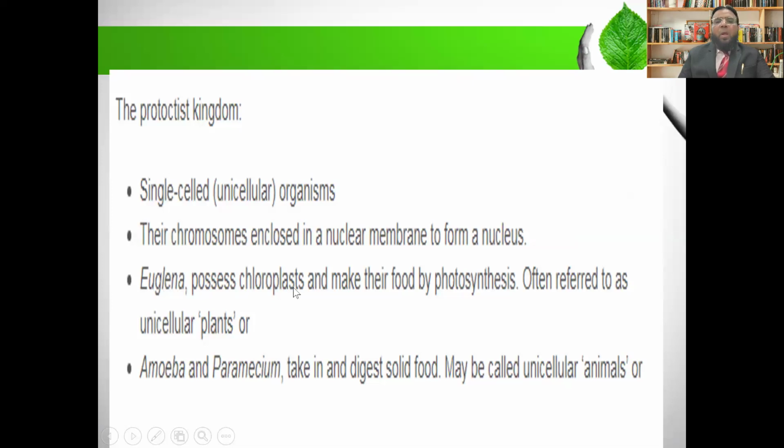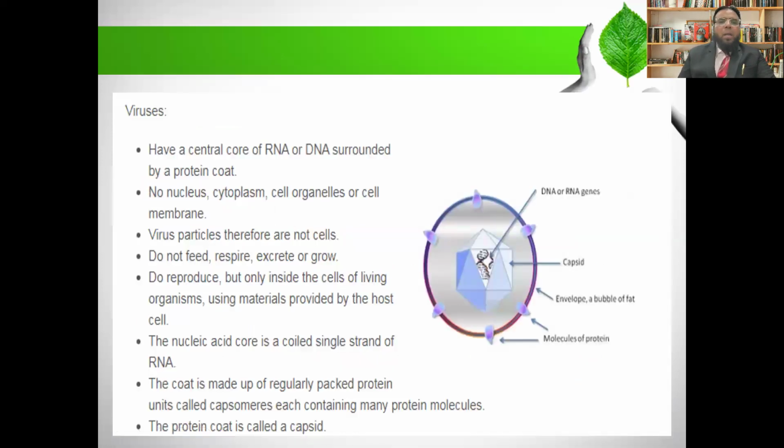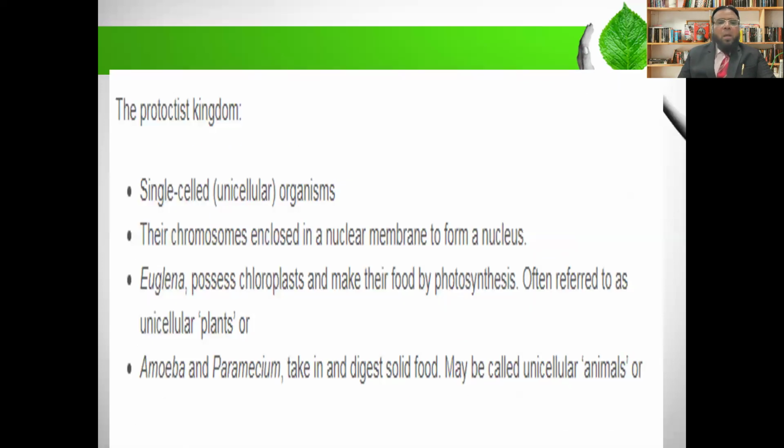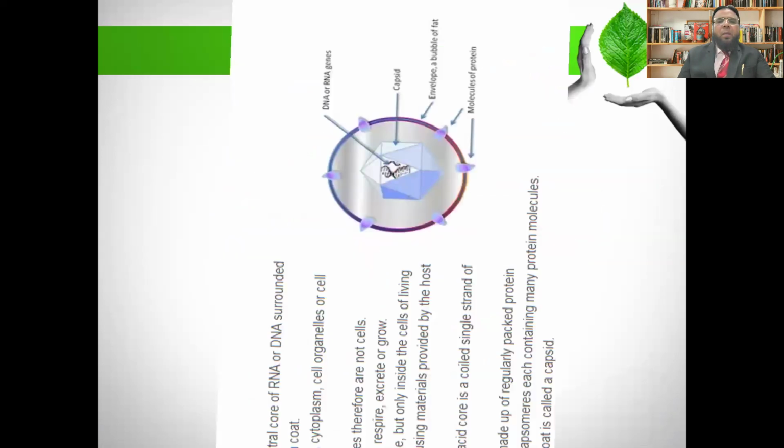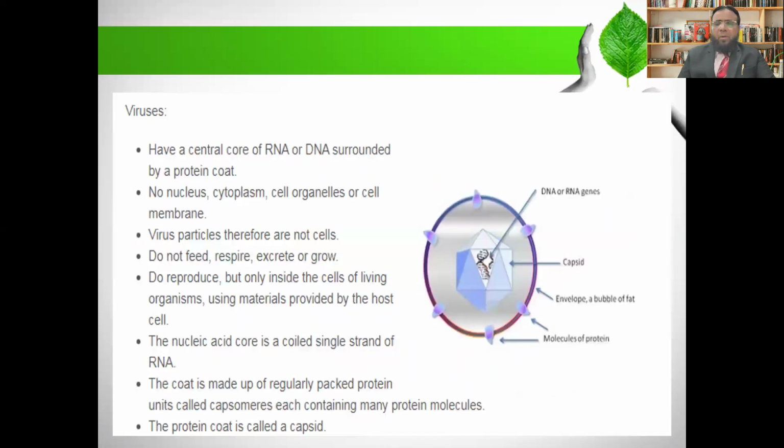Euglena possess chloroplasts and make their food by photosynthesis, often referred to as unicellular plants. Amoeba and paramecium take in and digest solid food, and may be called unicellular animals. Okay, now come to the last classification category, that is virus.